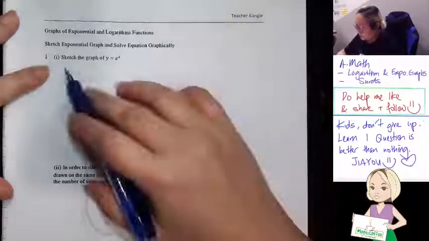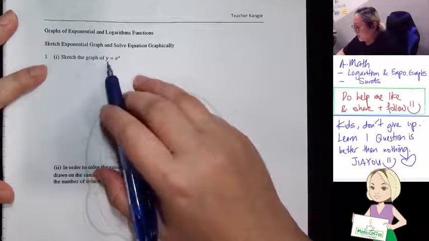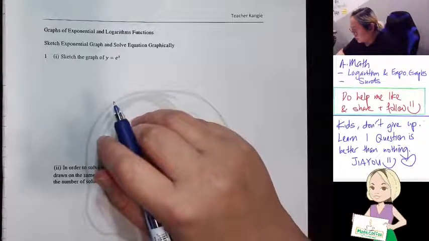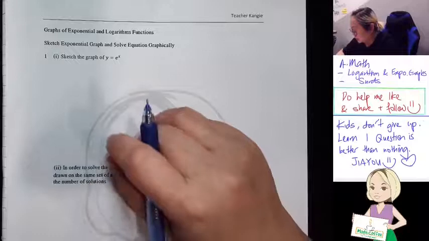Okay, let's see this one, the first one. Sketch the graph of y equals to... Oh, that's good. Then it's okay.